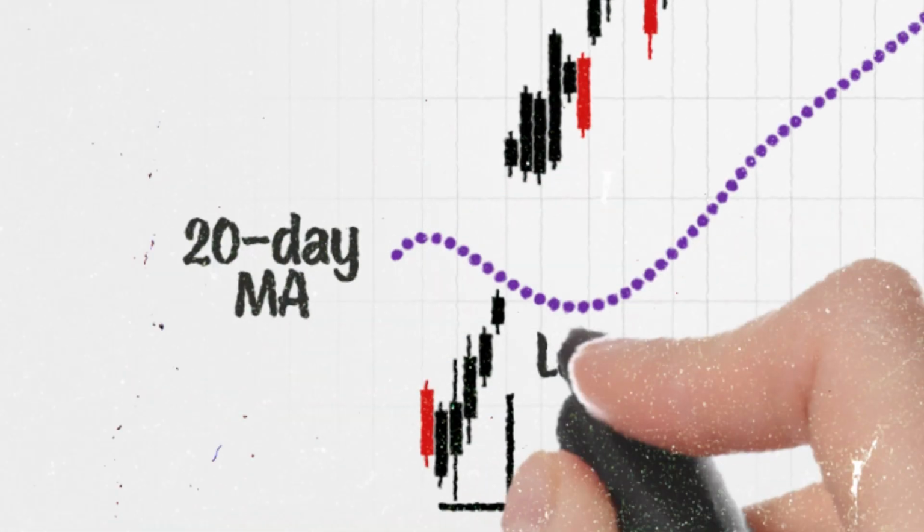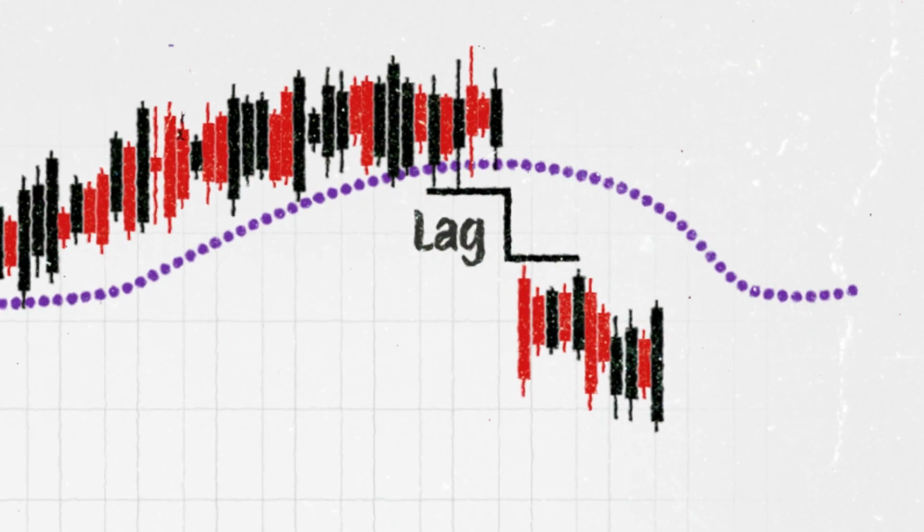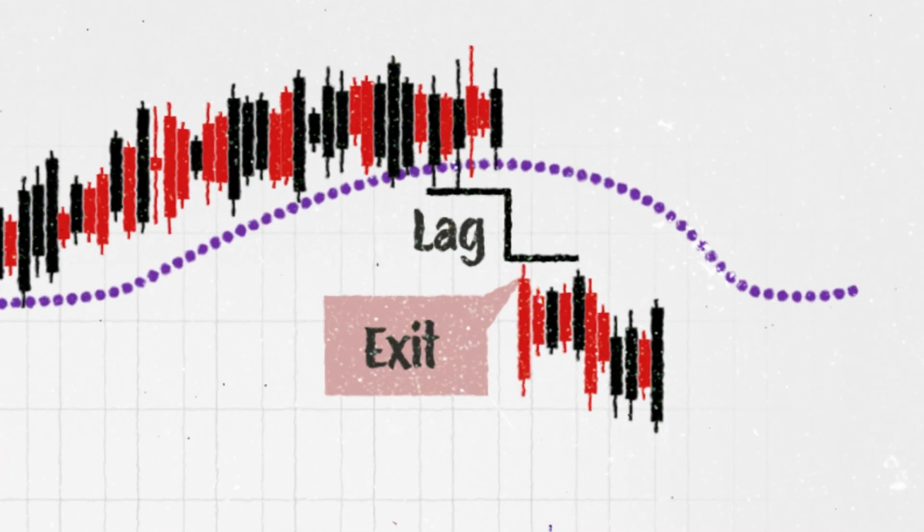Lag happens when it takes a 20-day moving average, roughly 20 days, to change direction after the stock does. That's a long time. As you can see on this chart, it means that you'll lose out on the start of any uptrend, or even worse, you'll give back a lot of your hard-earned profits before you ever sell. So lag is a killer.